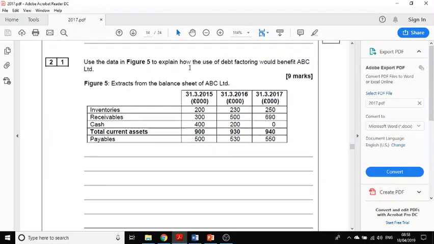Just the second question from 2017, it was another question that used a lot of figures, basically calculations. So you could, if the question is to explain how the use of debt factoring would benefit this company, and they give you this data. Again, maybe just quickly pause the video if you want to have a go at answering the question.